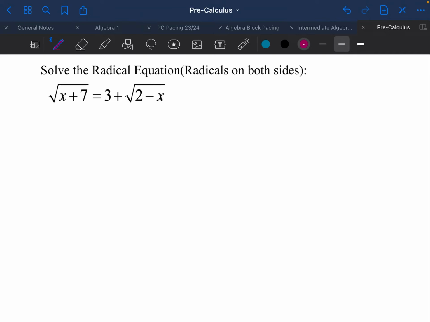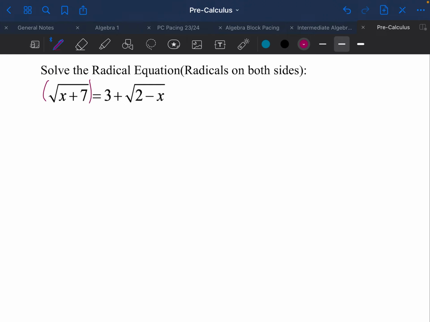All right, looking at this one, the biggest thing we need to worry about is we've got square roots on both sides. Normally we would want to isolate the square root before we try to get rid of it, but there's no way of doing that here because there's two of them. So we're just going to have to deal with one, then deal with the other. Let's deal with this x plus 7 first because it's all by itself.